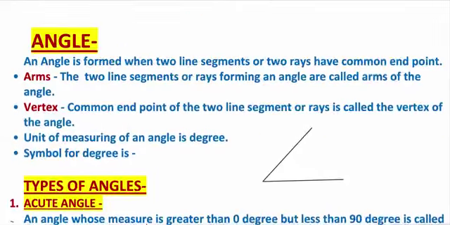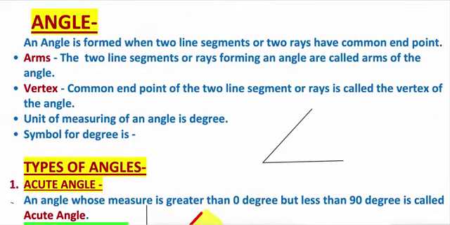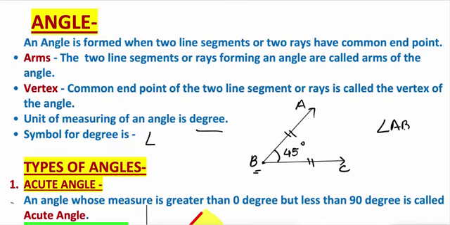So what is an angle? An angle is formed when two line segments or two rays have a common endpoint. And the two line segments forming an angle are called the arms. Suppose this is angle ABC. So the line segments AB and BC are the arms and the point B is called the common vertex. And the unit of the angle is measured in degrees. So suppose it is 45, we will write it as 45 degrees. And the symbol is like this, angle. So angle ABC is equal to 45 degrees.